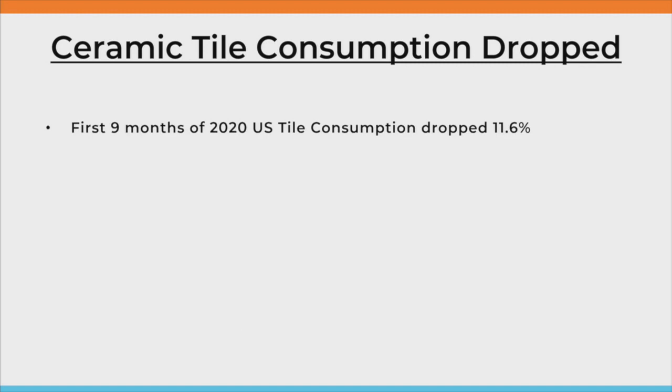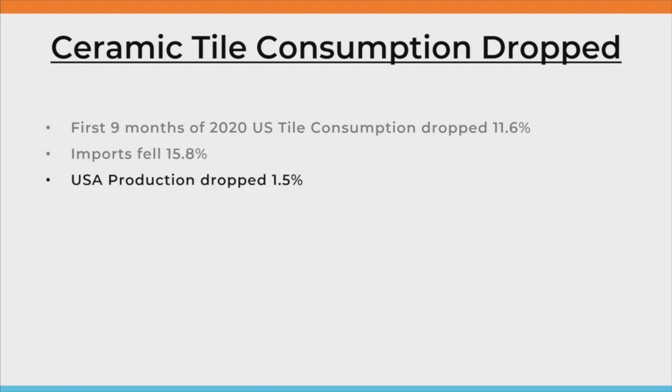So ceramic tile consumption has dropped, up through September of 2020, by 11.6%. Obviously, a big factor there is the COVID pandemic. Also, the tariffs on China were a factor that I'll point out. Imports fell 15.8%, and again, due to COVID and to the China tariffs. USA production dropped only 1.5%.